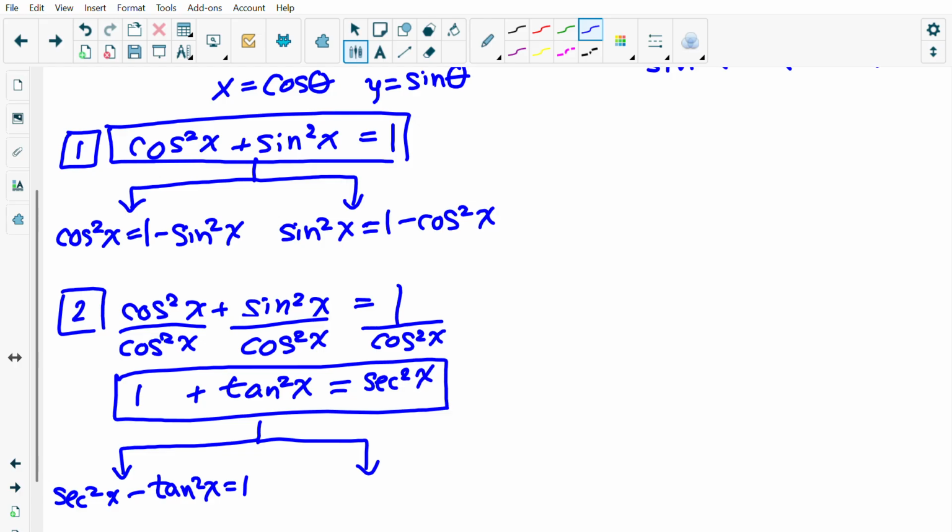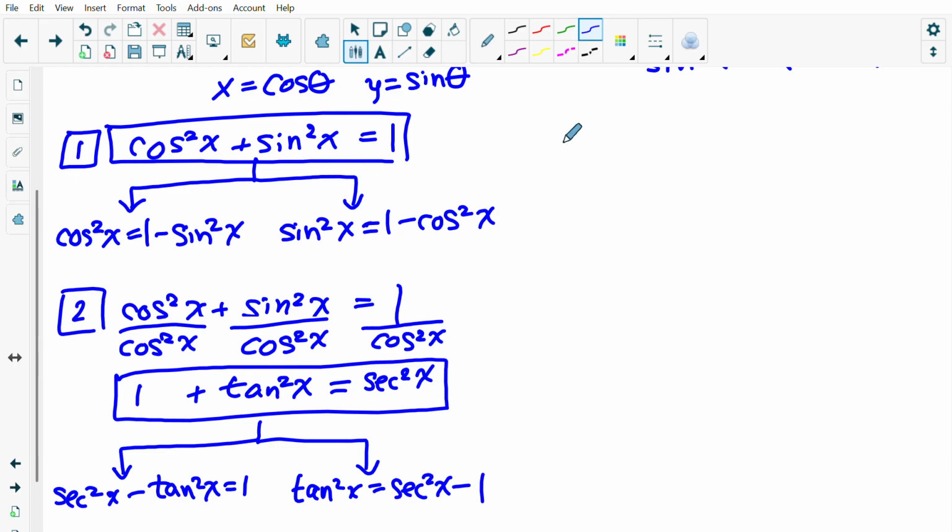What's another version here? Well, you can rearrange it. If I subtract 1 from both sides, tangent squared of x equals secant squared of x minus 1. So that's another version. And so we have the three versions, right?